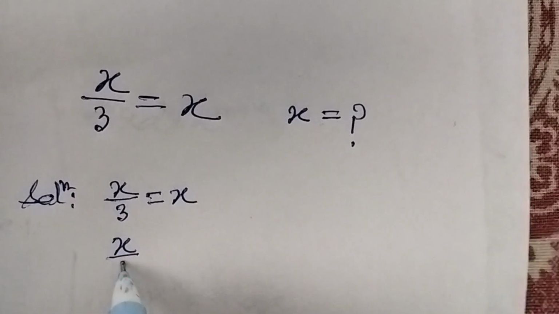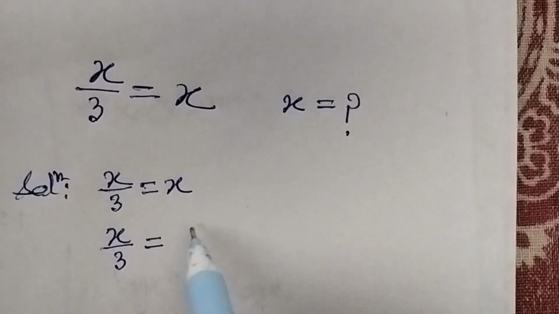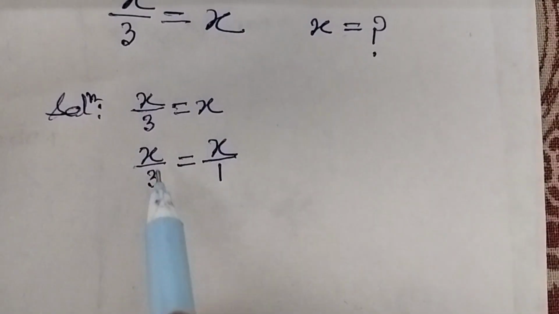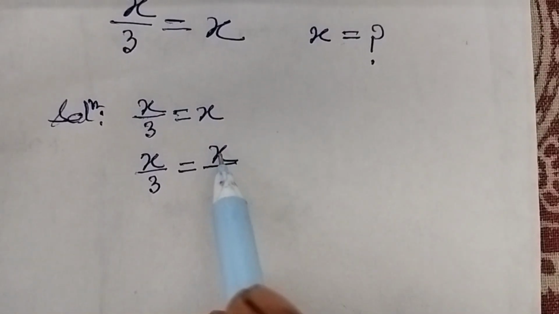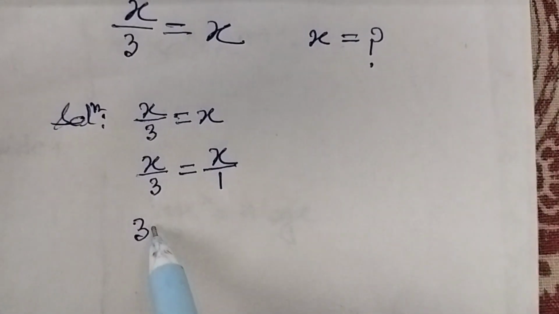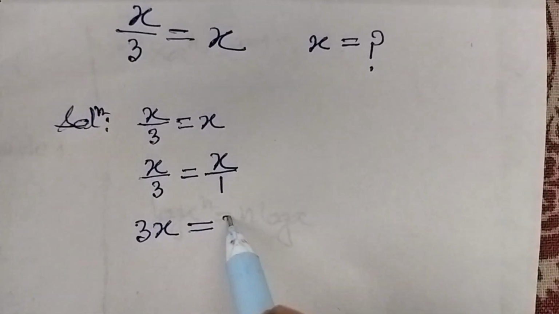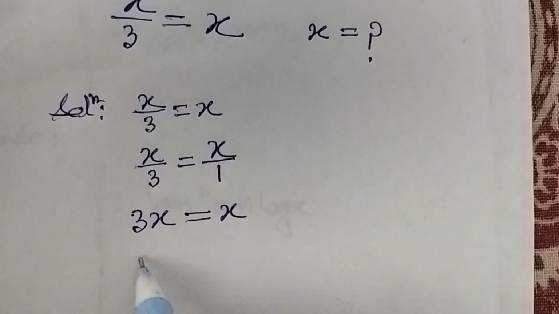Therefore, x by 3 equal to x divided by 1. x can be written as x divided by 1. Now we will have to cross multiply. Therefore 3 into x, 3x equal to x into 1, x.